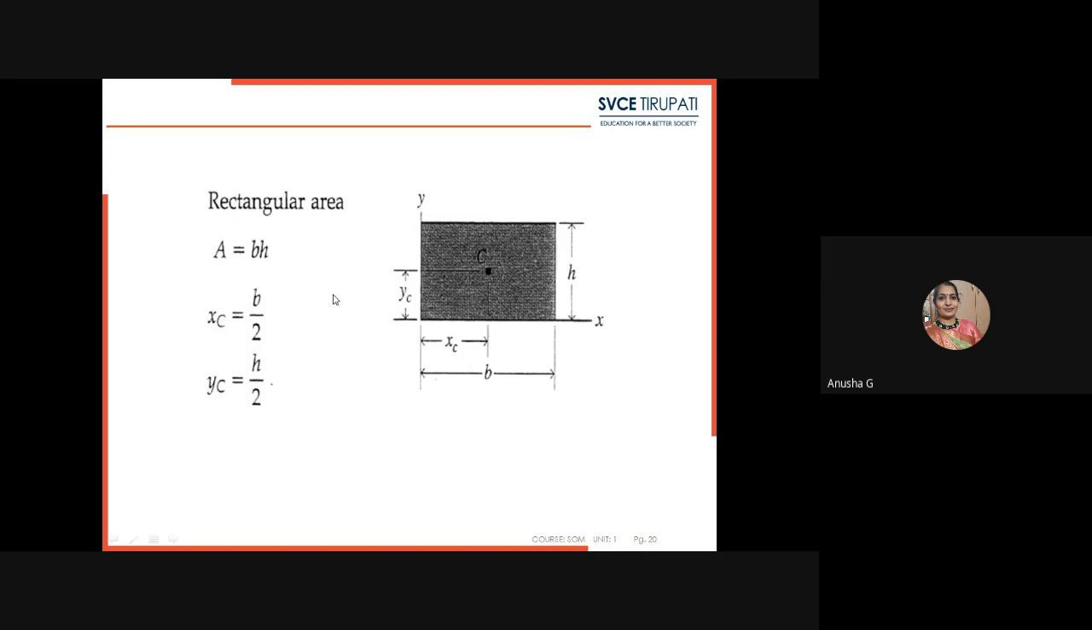If you are considering the centroid along the x-axis, x bar, our formula will be whatever the x distance, the length, divided by 2. X bar equals B by 2. If you want the y bar, yc, the centroidal axis towards the y direction, yc equals h by 2. This is the formula to calculate yc and xc.